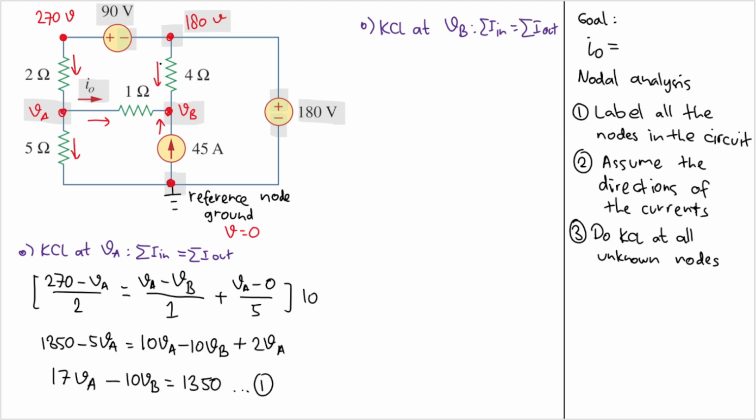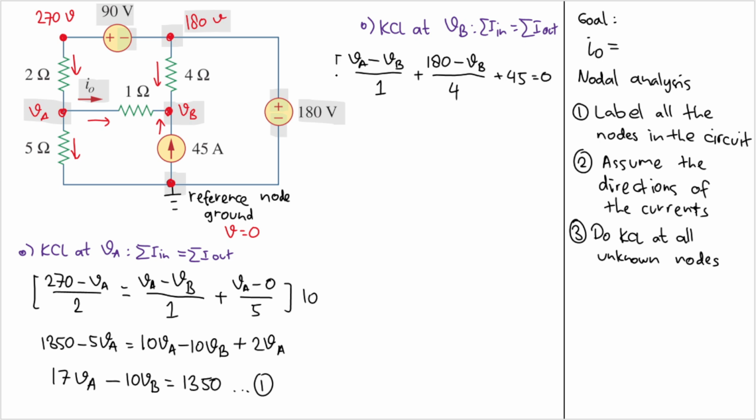Okay, let's start from this current here. So we will have VA, where the current comes from, and then minus VB, where the current goes to, and then divided by the resistance between them, I will have 1. Then we will have plus this current here, I will have 180, then minus VB. 180 is where the current came from, and VB is where the current goes to, divided by the resistance between them, so I will have 4. Okay, and this current also goes in, so I will have plus 45. And all of that will equal to 0.